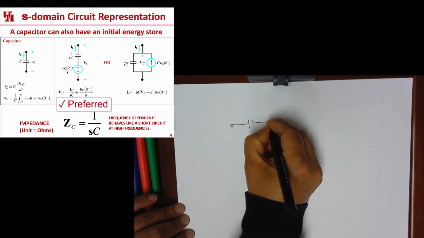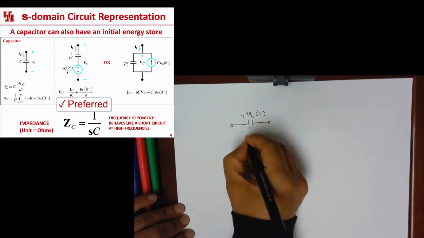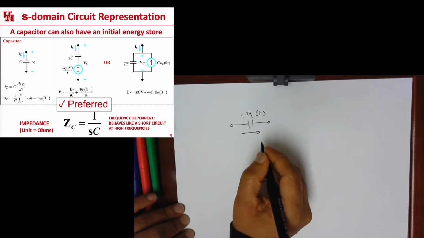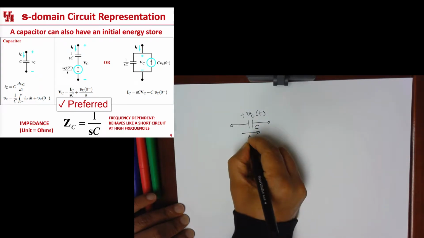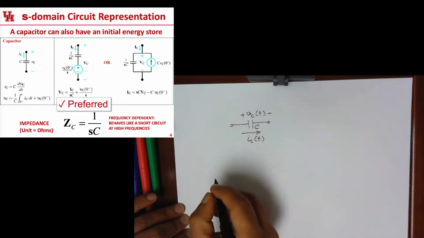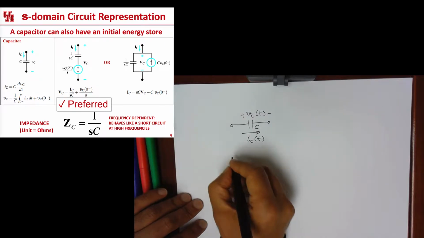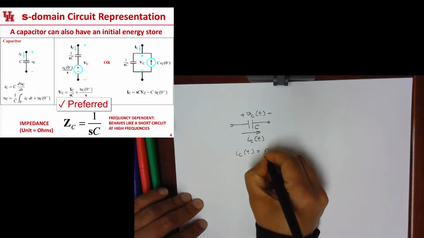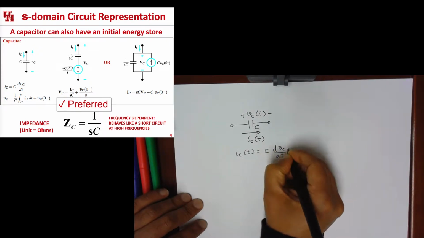in the time domain, it can have a representation that looks like this. The voltage across it is V sub C, the value of the capacitor is C, and the current through it is I sub C. So the governing equation for a capacitor is I sub C equals C dV by dt.